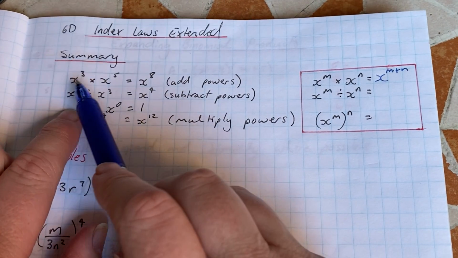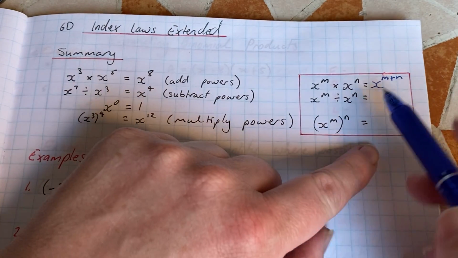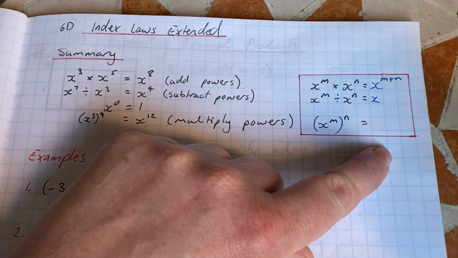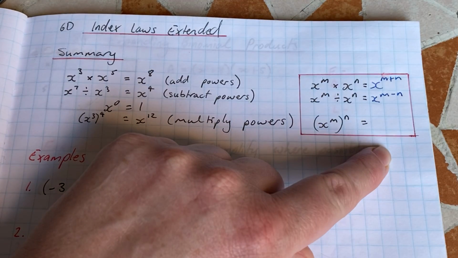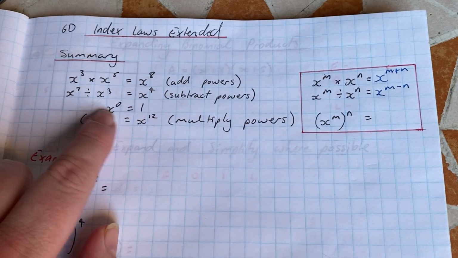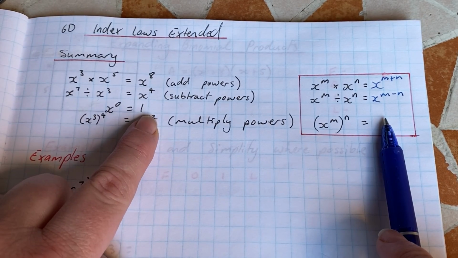When we're dividing, we subtract the powers. 7 minus 3 is 4. So again, over here algebraically, you write the base, which is x, and you do m minus n. You subtract the powers. X to the power of 0 is 1. I haven't written that over there because that's as it is.